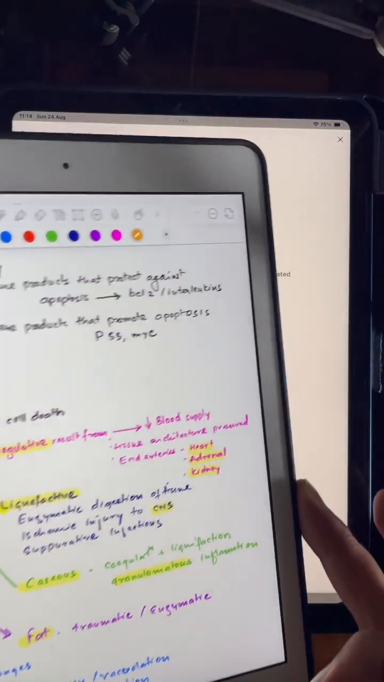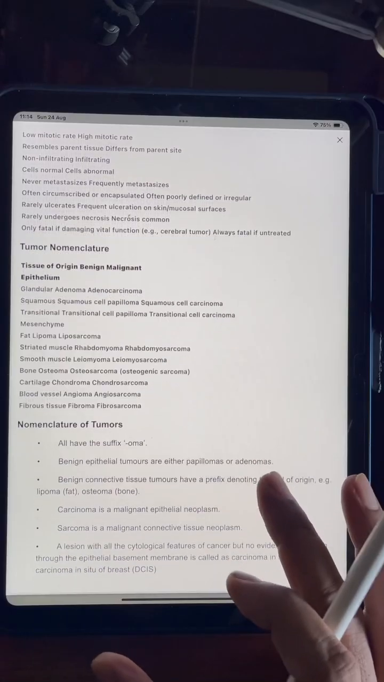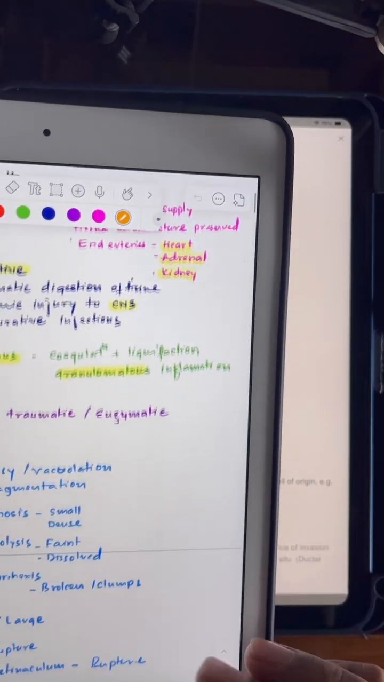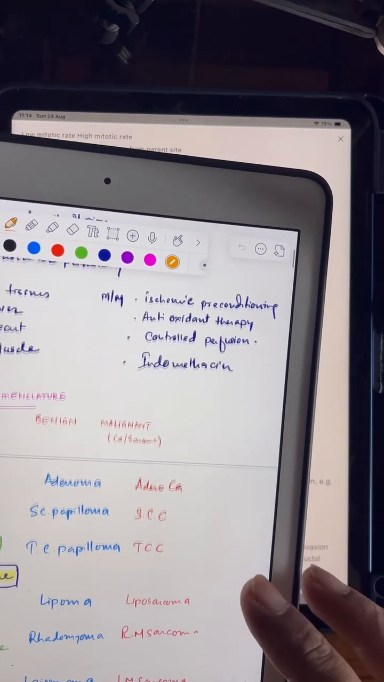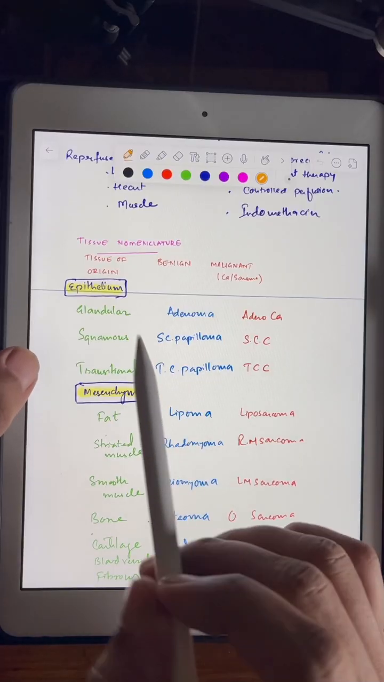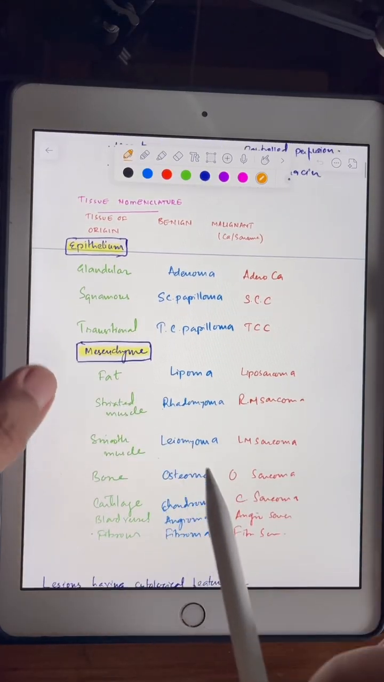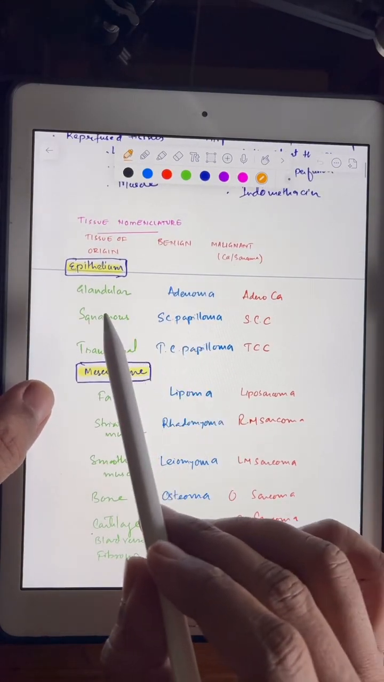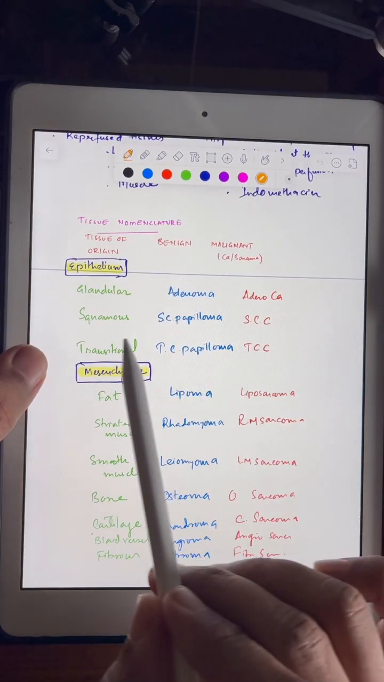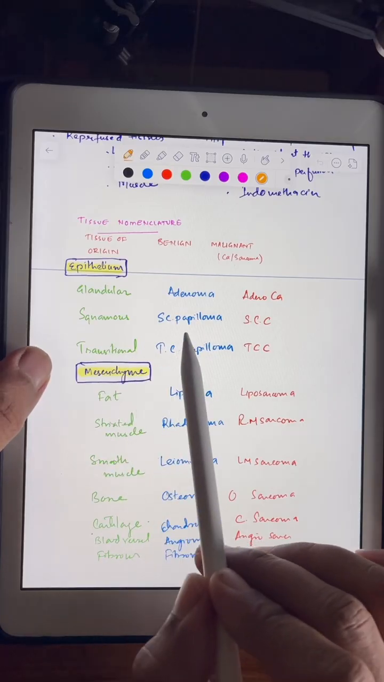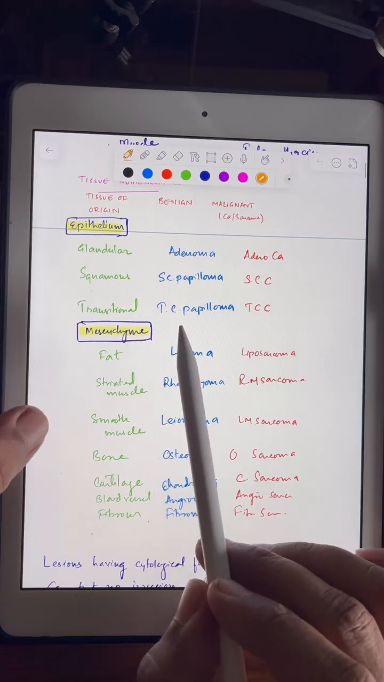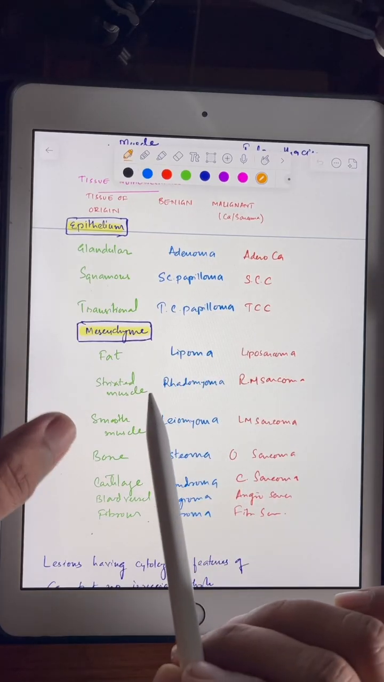We will see tissue of origin, benign, malignant. Here you can see the nomenclature. Tissue of origin, epithelium, mesenchyme. If it is glandular epithelium, the benign tumor is adenoma, malignant is adenocarcinoma. If it is squamous epithelium, squamous papilloma, malignancy is squamous cell carcinoma. Transitional epithelium, transitional papilloma, transitional carcinoma.